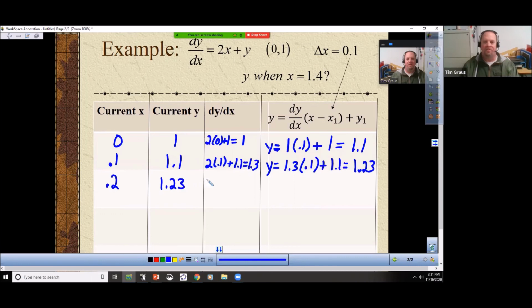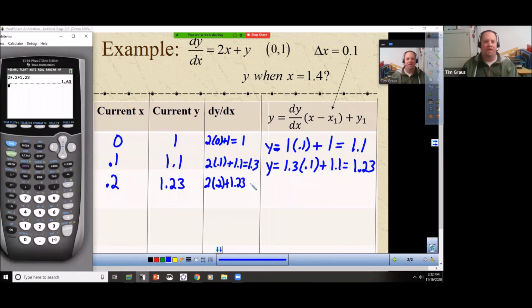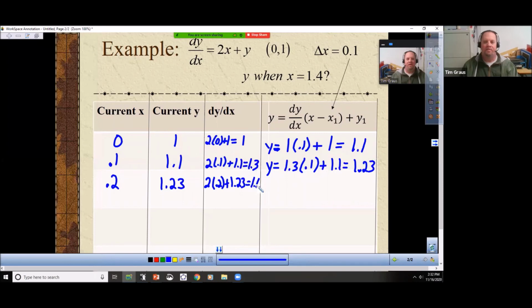From here out, I'm going to start using a calculator to do these calculations. So let's calculate the dy dx when we use an x value of 0.2 and a y value of 1.23. So on a calculator, I see that that equals 1.63. And now again, using this point slope form, I'll use 1.63 for my slope, 0.1 for my change in x, and 1.23 as my previous y value.